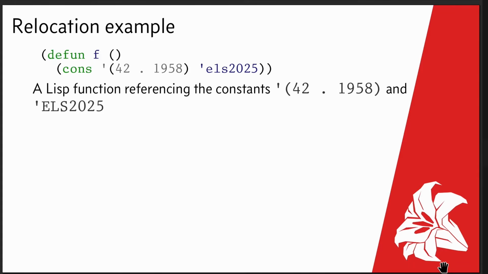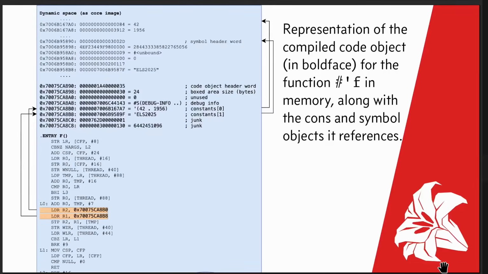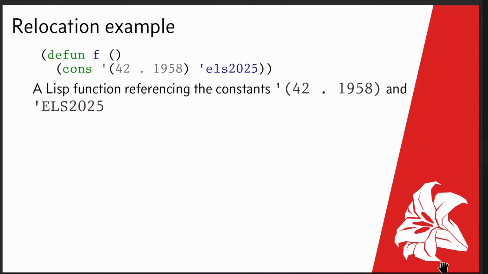So how does SBCL represent the code object for this function f? I'll just talk about it a bit here first. Basically you obviously need the instructions for f. We're going to cons two objects, so you have the code instructions for that. But we have two pieces of literal data: a cons object and a symbol object.